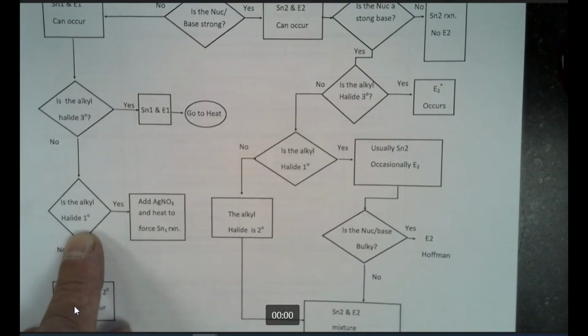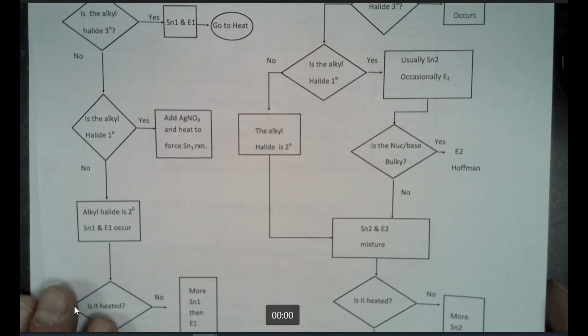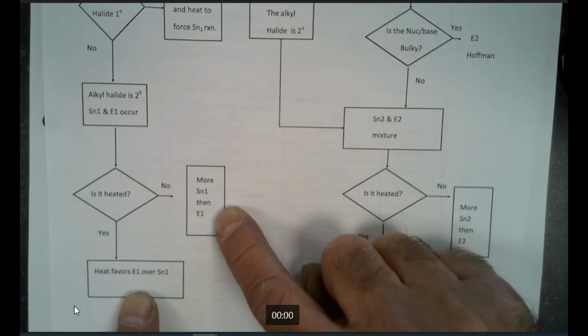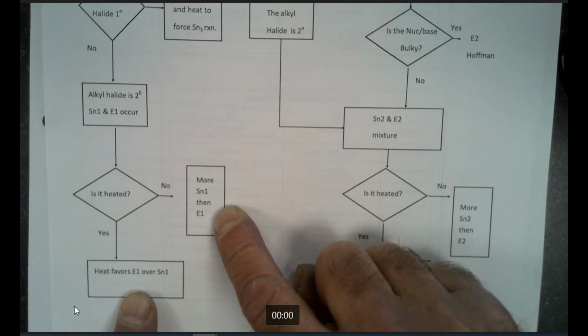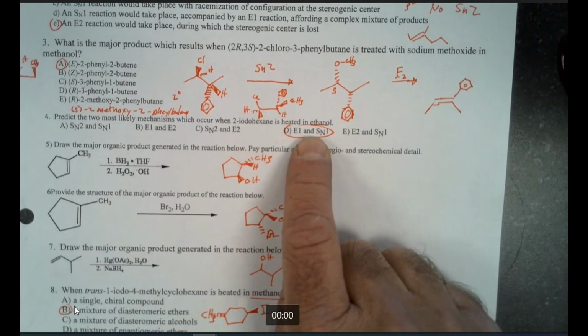Is the alkyl halide primary? No, so that defaults to secondary. SN1 and E1 can occur. So either way, we're going to get SN1 and E1 products. And I think everybody knows this.